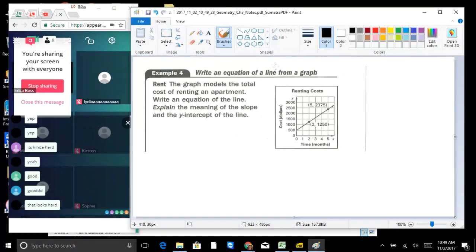All right. Rent. This graph models the total cost of renting an apartment. Write an equation of the line. Explain the meaning of the slope and the y-intercept of the line. So here we go. On the x-axis, we have time in months, and on the y-axis, we have cost in dollars. So let's get to writing the equation of the line first, and then we'll talk about what it means. How does that sound?